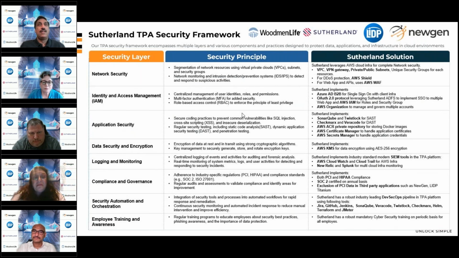While ensuring all this, we also need to know that we are in compliance with all the government regulations, and being able to demonstrate that we are in compliance becomes very important.